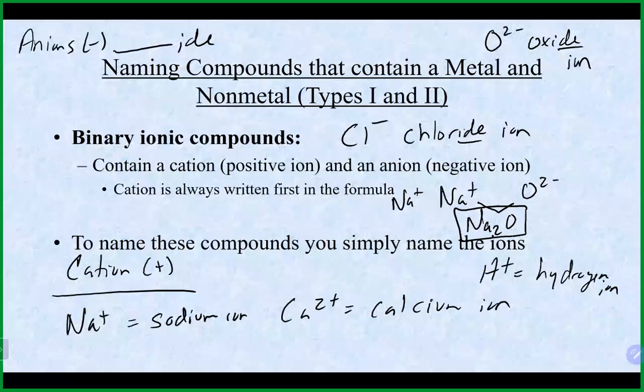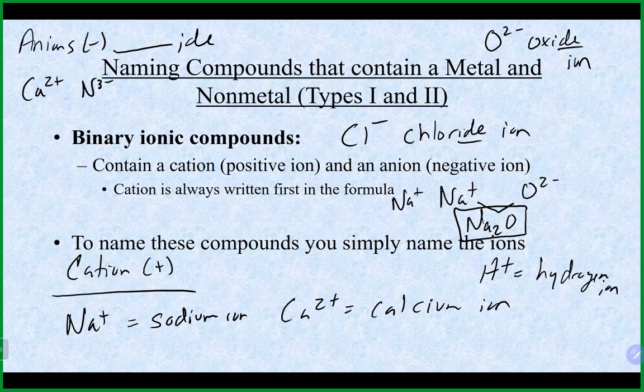So again, if we had calcium and a nitrogen or nitride ion, in this case, the common number between 2 and 3 is 6. To get calcium to 6, we need 3 of them. To get the nitride to 6, we need 2 of them. That means the proper formula here would be Ca3N2.